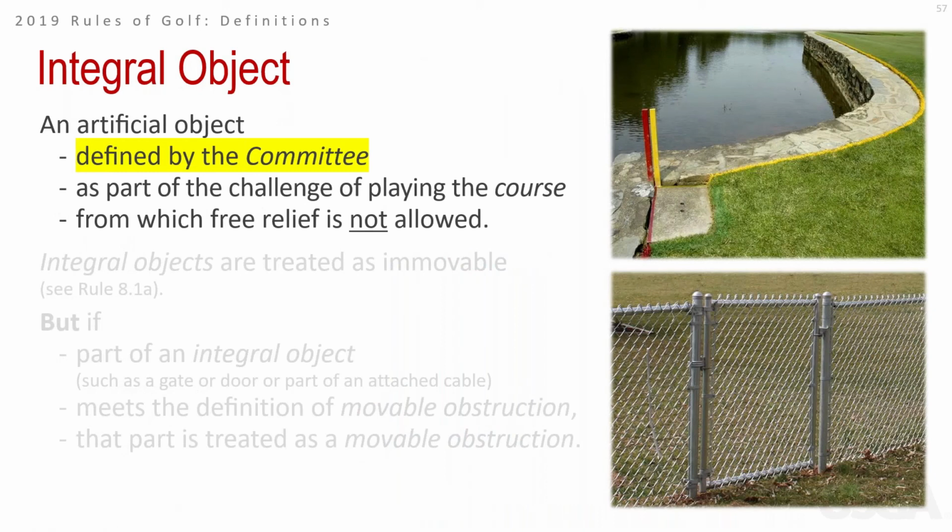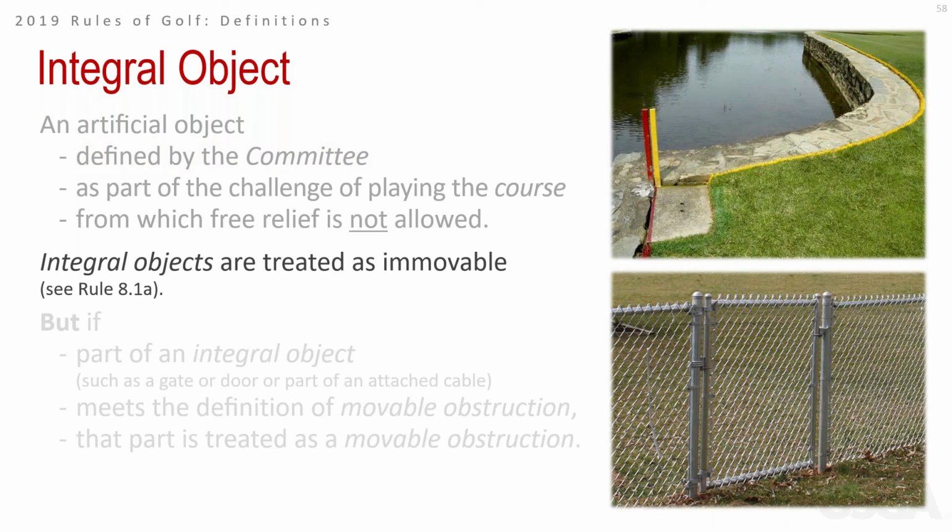So our first object is an integral object, which is an artificial object defined by the committee as part of the challenge of playing the course from which free relief is not allowed. Two examples you see over here on the right of our screen: you often see, maybe surrounding a green or a fairway, one of these retaining walls, oftentimes marked within the margins of the penalty area. That's going to be an integral object. You're not going to get relief from that if it is where it is. Integral objects are treated as immovable. I don't necessarily love the word immovable because your mindset automatically goes to an immovable obstruction, but the way I think of it is you can't move it, you can't do anything with it. So the integral object is treated as immovable.